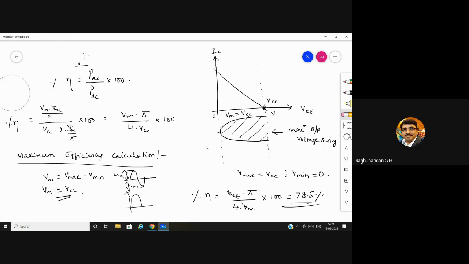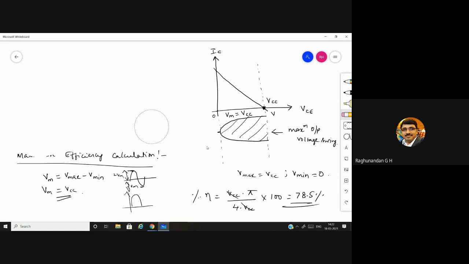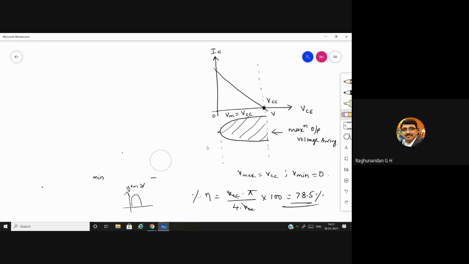So this is the efficiency derivation which we need to do. In examination, they'll ask you to explain the class B push-pull amplifier and show that the maximum efficiency is 78.5%. Sometimes they only give the value, and sometimes they just ask you to find the maximum efficiency value.